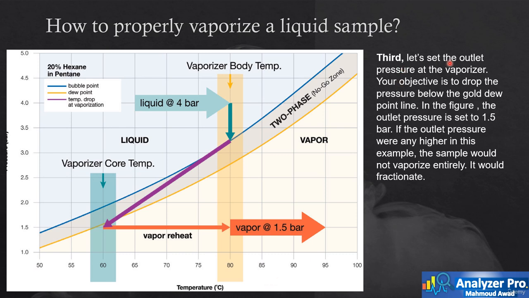Third, let's set the outlet pressure at the vaporizer. Your objective is to drop the pressure below the gold dew point line. In the figure, the outlet pressure is set to 1.5 bar.